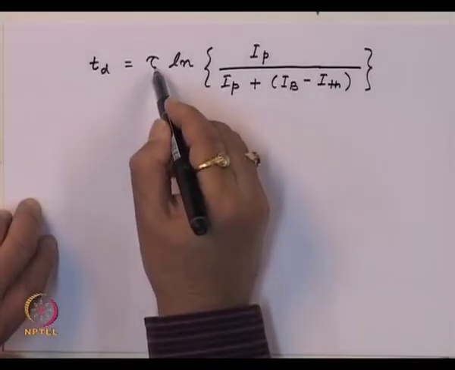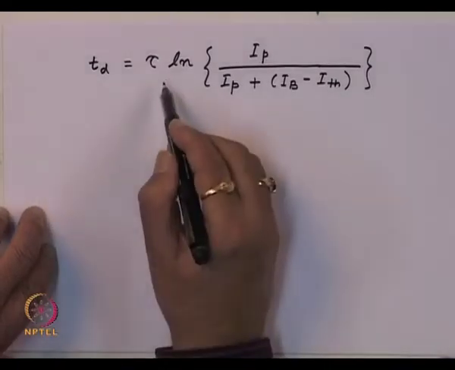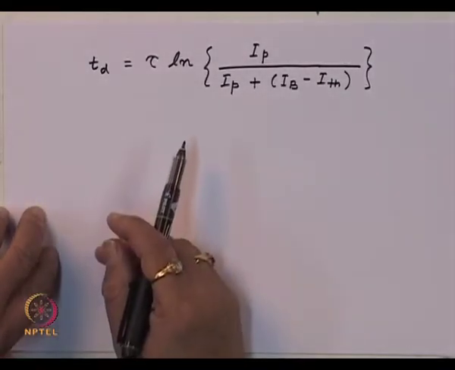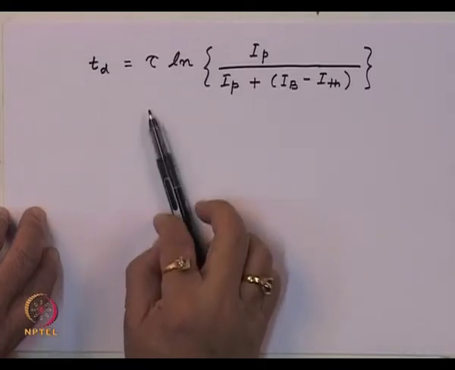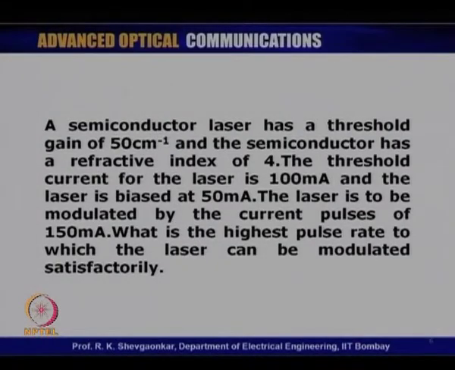Now, tau is the lifetime of the carrier, and this is to be calculated from the data which is given in the problem. So, now the problem is: the semiconductor laser has a threshold gain of 50 per centimeter, and the semiconductor has a refractive index of 4. The threshold current for the laser is 100 milliamperes, and the laser is biased at 50 milliamperes. The laser is to be modulated by current pulses of 150 milliamperes. What is the highest pulse rate to which the laser can be modulated satisfactorily?